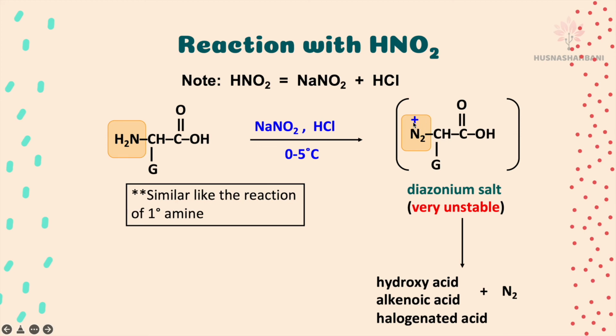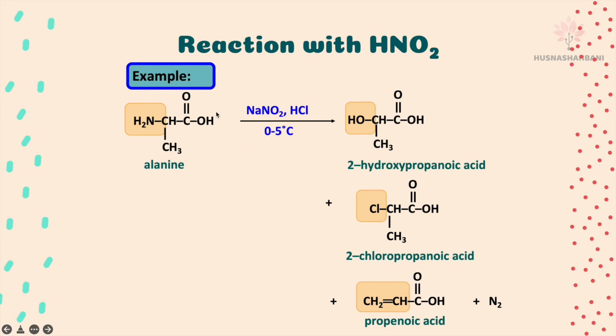Okay, so this is the very unstable diazonium salt. The N2 will be released as nitrogen gas, and this part will become OH, this part will become alkene, and this part the alkyl halide, the halogen part. This is the example. When this amino acid reacts with nitrous acid, it will react as a primary amine. This NH2 reacts as a primary amine. We know that a primary amine will become alcohol, alkene, alkyl halide, plus nitrogen gas.